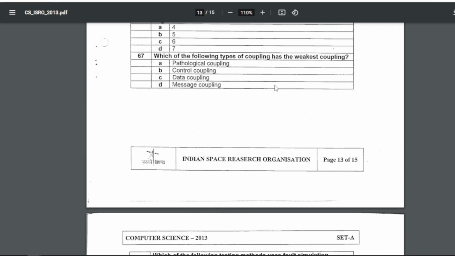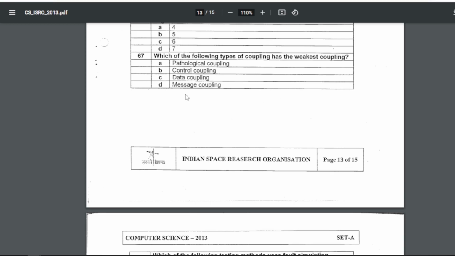Question number 67 is, which of the following types of coupling has the weakest coupling? Right, so guys, for the weakest coupling, basically data coupling is known as the weakest coupling, and it is the desirable coupling in software. A low degree of coupling is good for software.